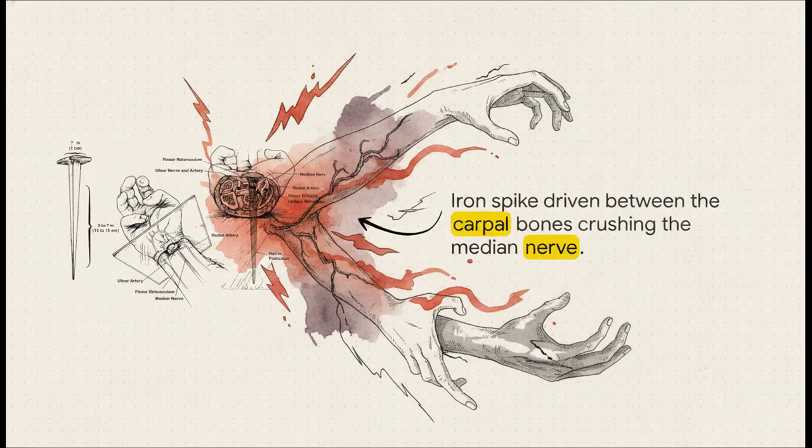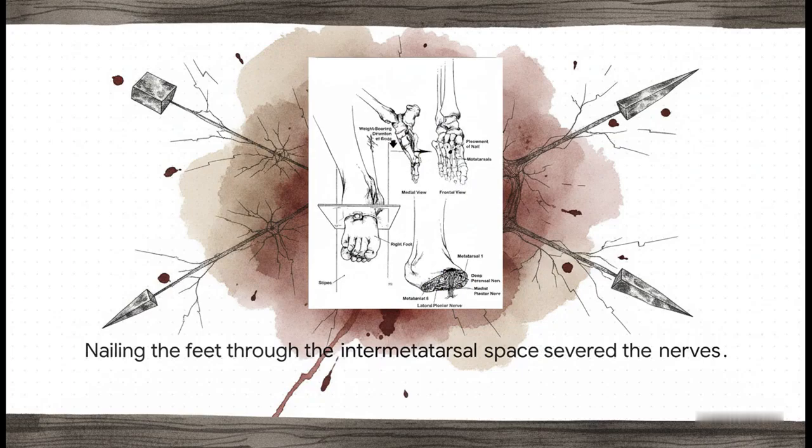Imagine that amplified 1,000 times. That's what crushing the median nerve would feel like. It would send excruciating, paralyzing bolts of fiery pain shooting up the arms, and it would force the hands into a paralyzed, claw-like grasp. Next, the feet were nailed directly to the upright post.